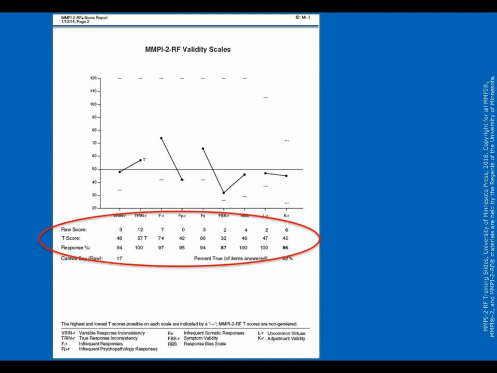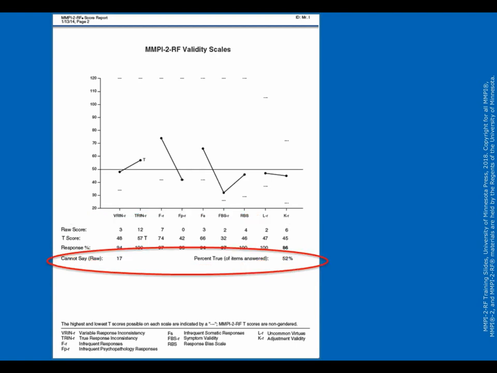There are a couple additional scores provided on this page that are not provided on subsequent pages of scores. The first of these is the total number of unscorable responses, which is a count of items that the test taker did not answer or answered as both true and false. This count is displayed in the cannot say raw score in the bottom left of the highlighted area. The second of these is the percentage of items the test taker answered as true about them.